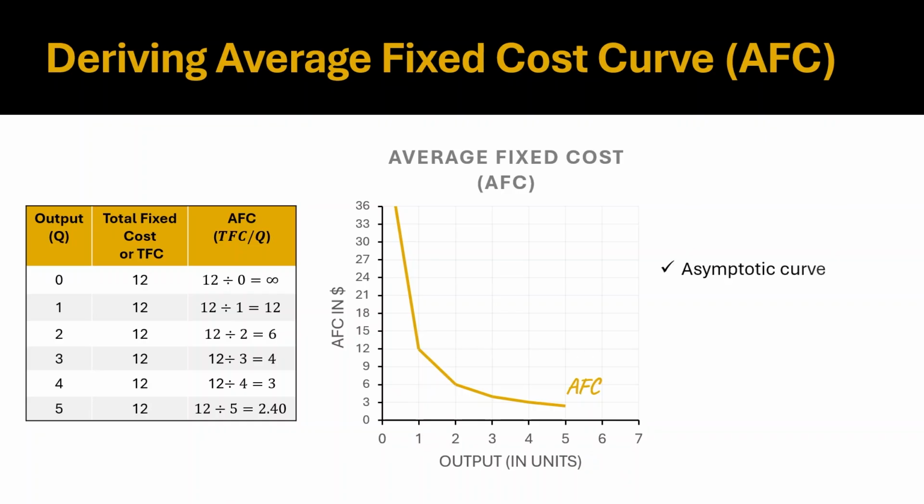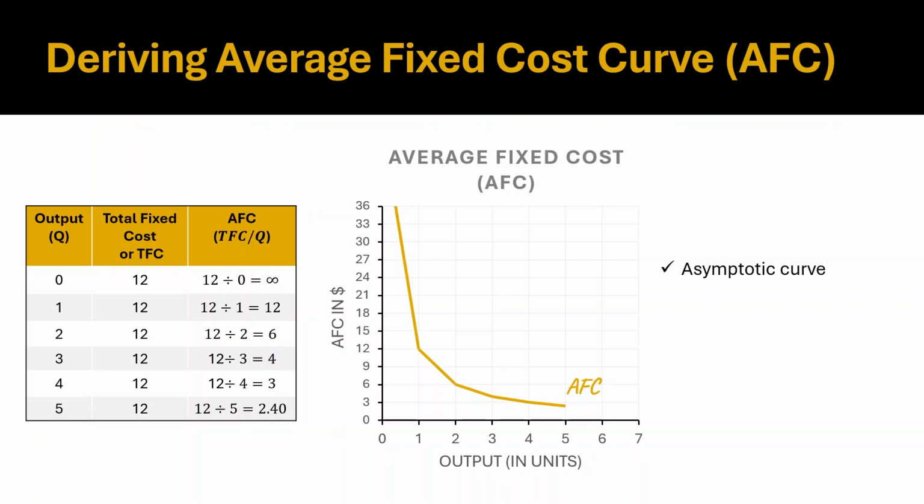There are some special things about this curve you need to remember. The AFC curve is an asymptotic curve, which means that the AFC curve can never touch the x-axis, as TFC can never be zero. Even at zero level of output, you will have some TFC. Also, it can never touch the y-axis because at zero level of output, TFC is a positive value, and any positive value divided by zero will be an infinite value.